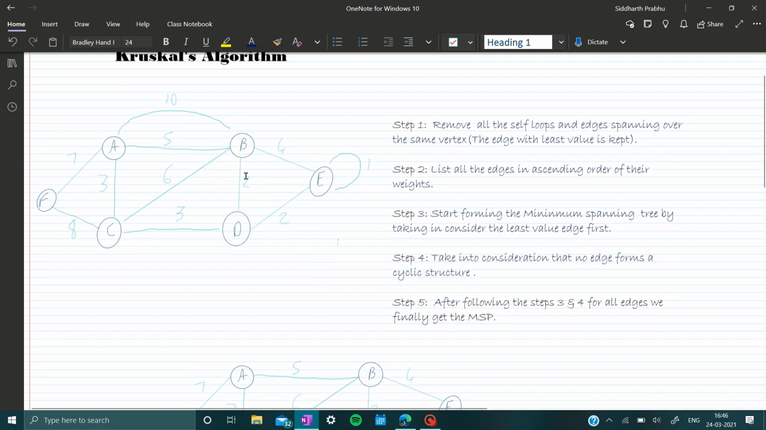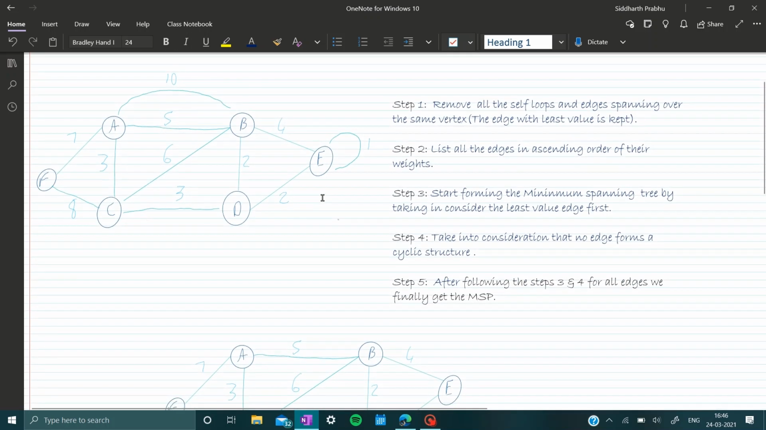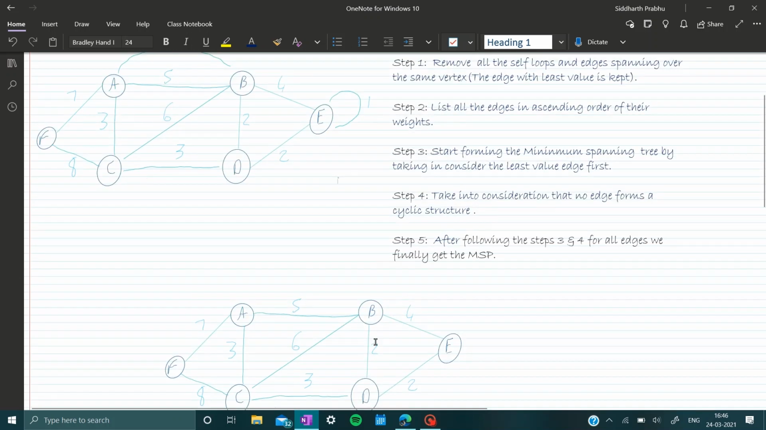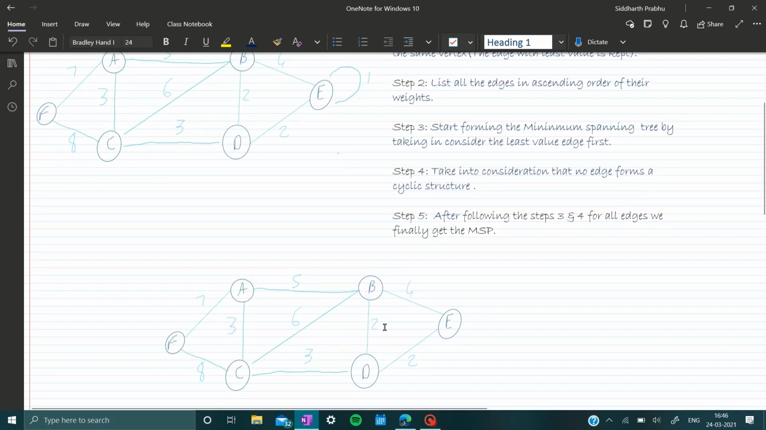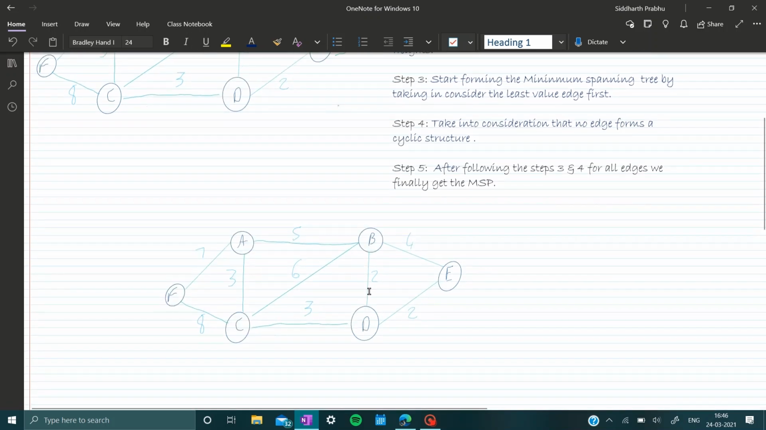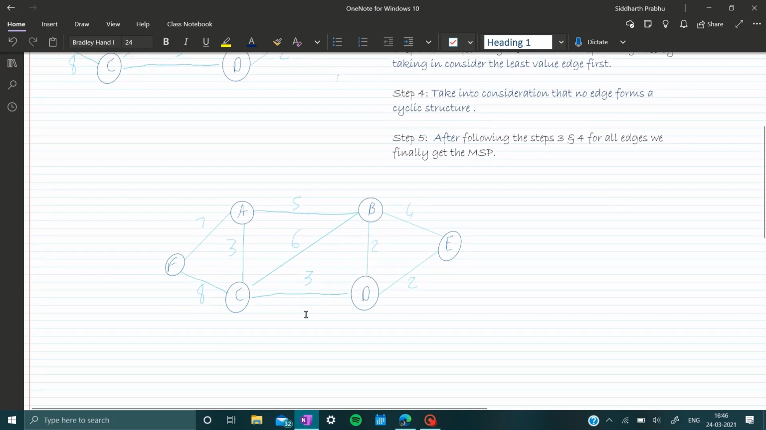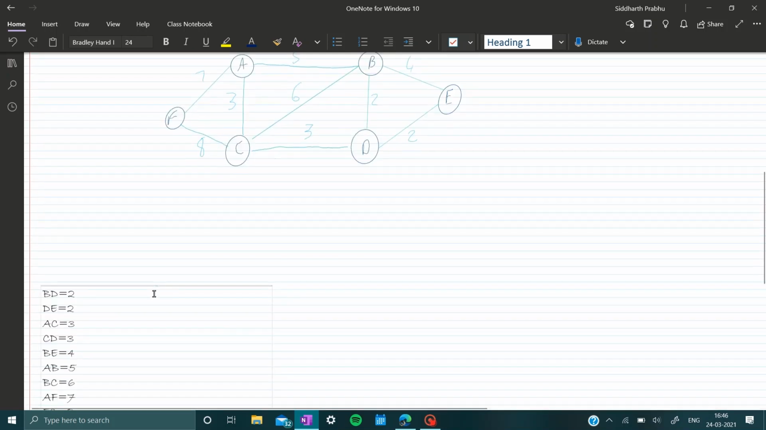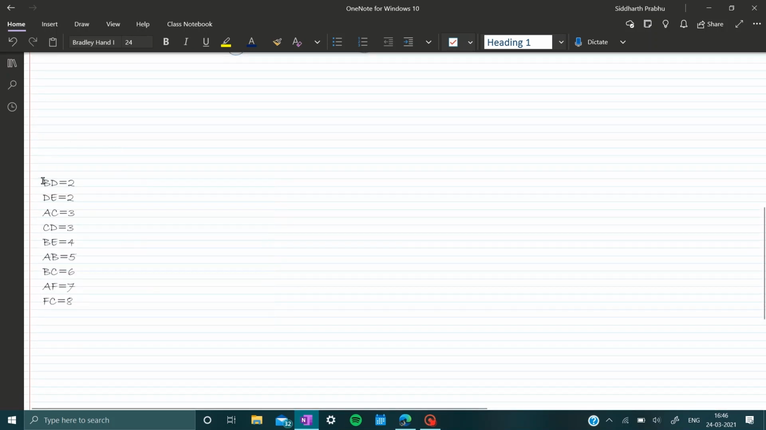The second step is to list all the edges in an ascending order of the weights. Like B to D has 0 weight, D to E has a 2 weight, same B to D has 2 weight. It doesn't matter which order, but these are 2 weighted, hence they will be first. Then comes A to C and C to D with weight 3, and so on.